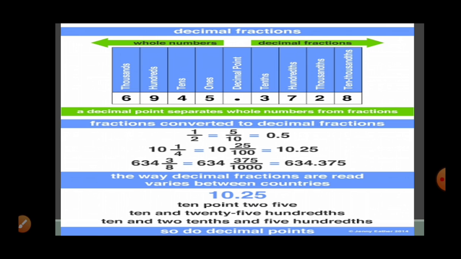This is another example: 6945.3728. 6 is 6,000, 9 is 900, 4 is 4 tens, 5 is 5 ones. Then, in Nigeria we call this units, 5 units. Then after the decimal point we have 3 tenths, 7 hundredths. That 100 is not the normal 100, it has th behind it. 2 thousandths, and then 8 ten thousandths. After that you have hundred thousandths.